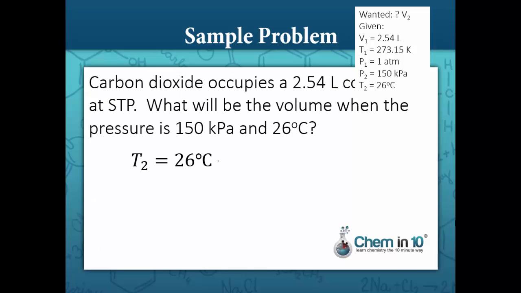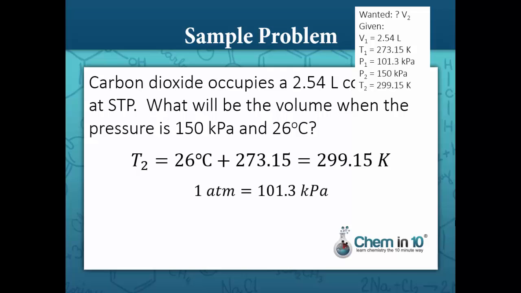We need to convert Celsius to Kelvin. We do that by adding to it 273.15, and we get a temperature of 299.15 Kelvin. Also, we have pressures in two different units, atmosphere and kilopascal. It's easy to change atmosphere to kilopascal. You see in the conversion that 1 atmosphere is equal to 101.3 kilopascal.